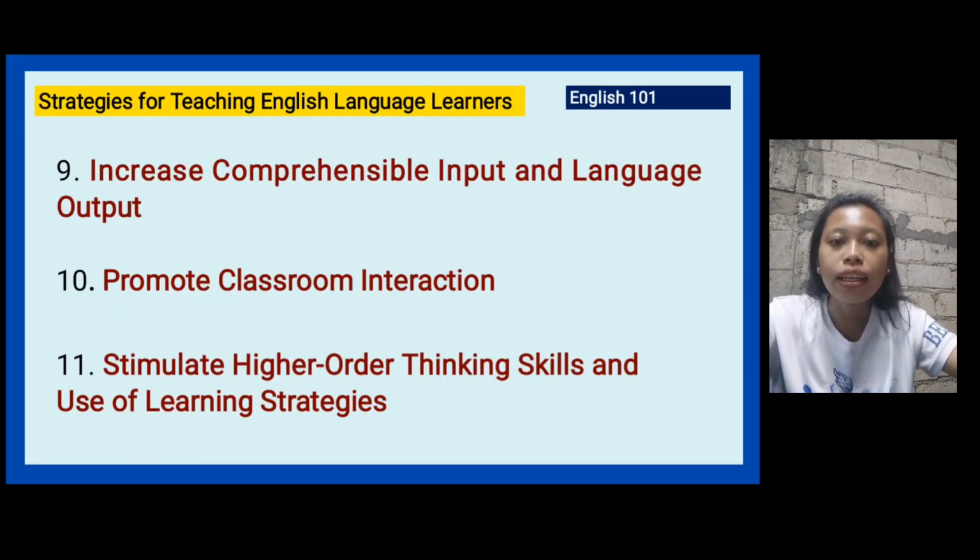Next, number 9, increase comprehensible input and language output. Here, students learn through input, what they hear and read, and output, what they say and write. Teachers should provide clear, understandable input and give students many chances to speak and write in English with feedback to help them improve.